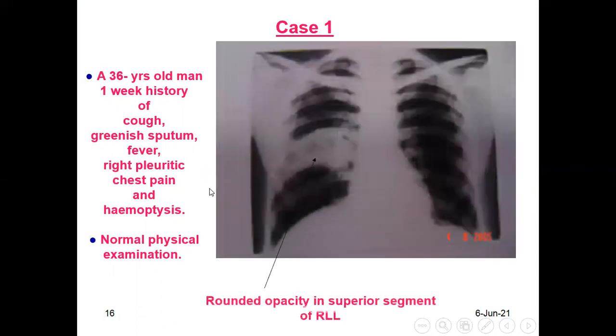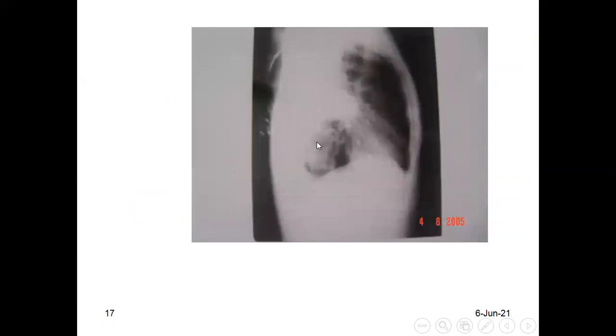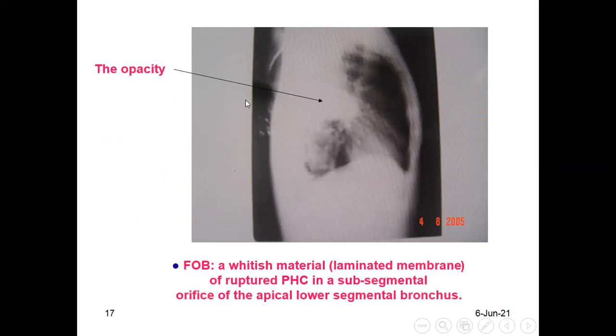The plain X-ray of the chest, PA view, revealed a rounded opacity in the superior segment of the right lower lobe, which was confirmed by the lateral view to be located in the superior segment of the right lower lobe.